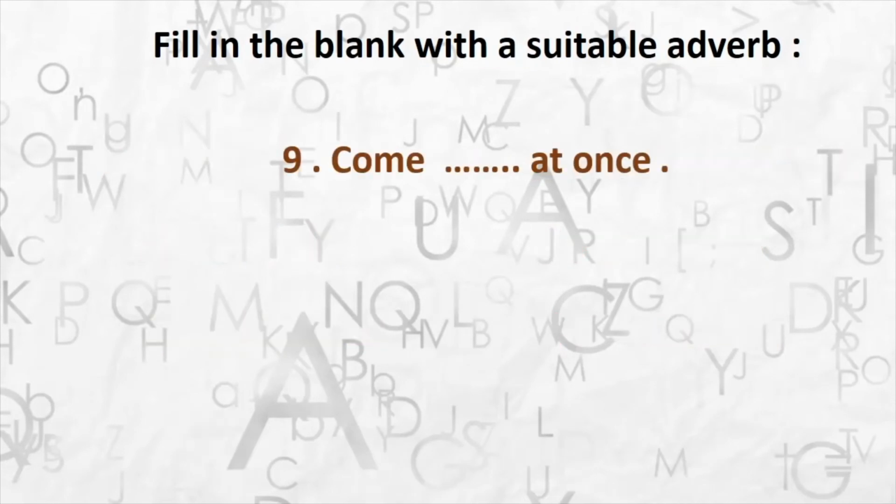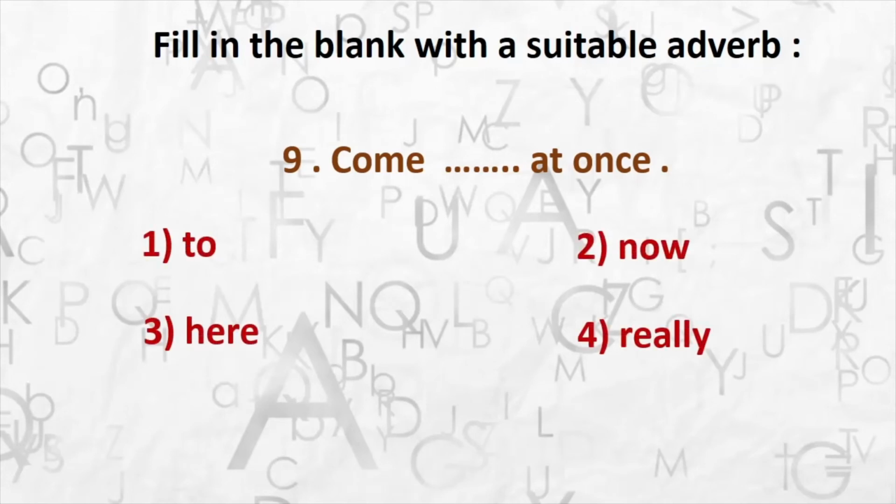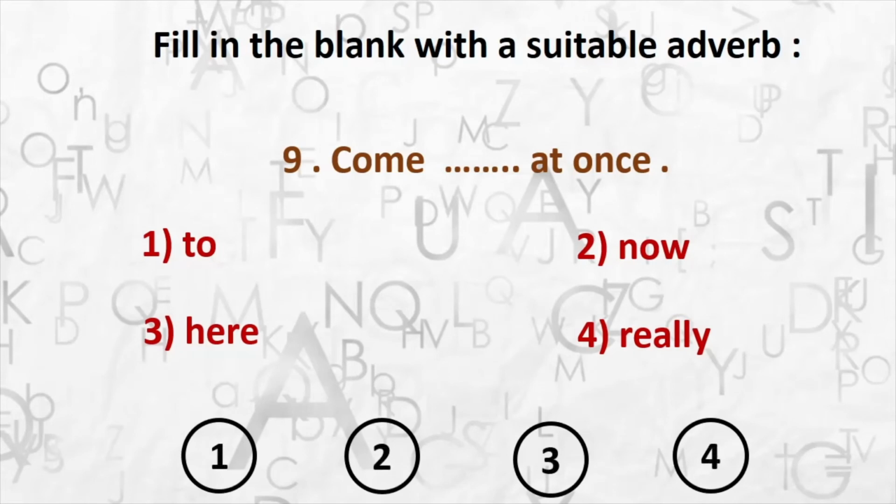Question number 9 in the video. Come dash at once. So is it come to at once, come now at once, come here at once, or come really at once? So which is it? Which word will fit here? Yes, the adverb of place, here. So we have option number 3. So the right answer will be come here at once.